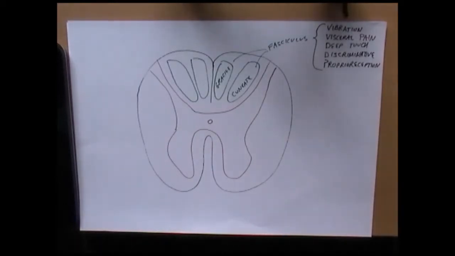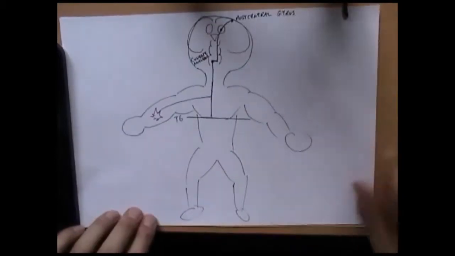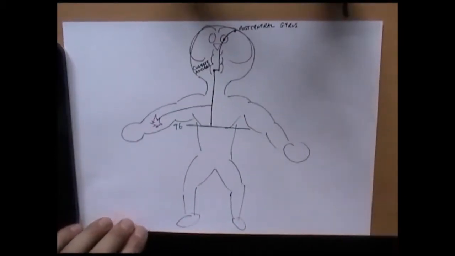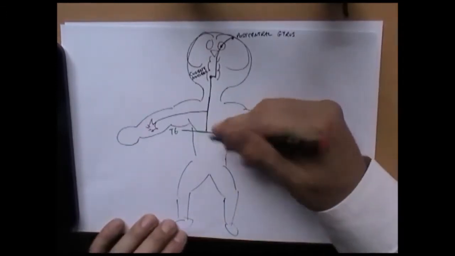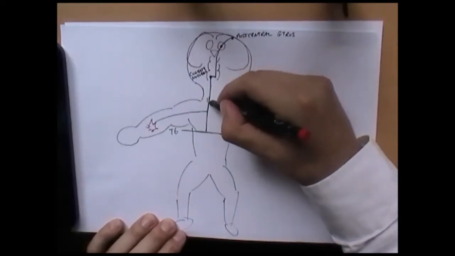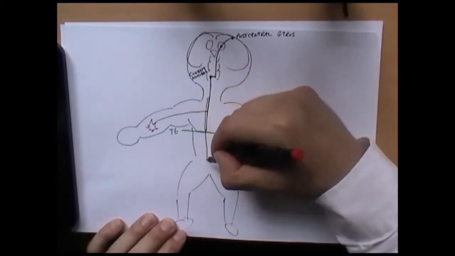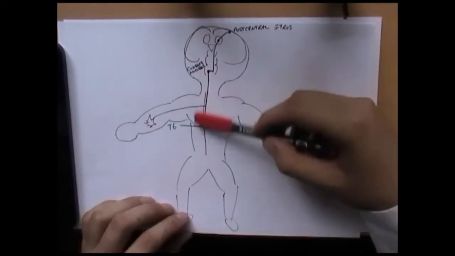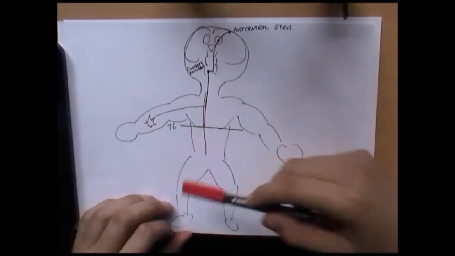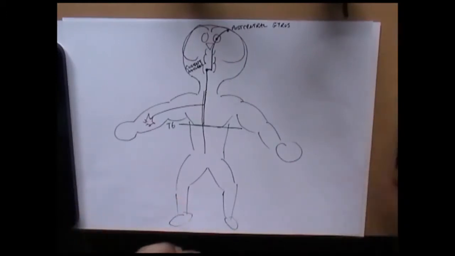Now, what does the gracile fasciculus do? Well, it takes all that sensory information, but from below the level of T6. So at the level of T6, the cuneate fasciculus disappears, but the gracile fasciculus is present all the way down to the end of the spine, and it does not take any information from above T6, it only takes information from below T6. And it's pretty much a similar process.